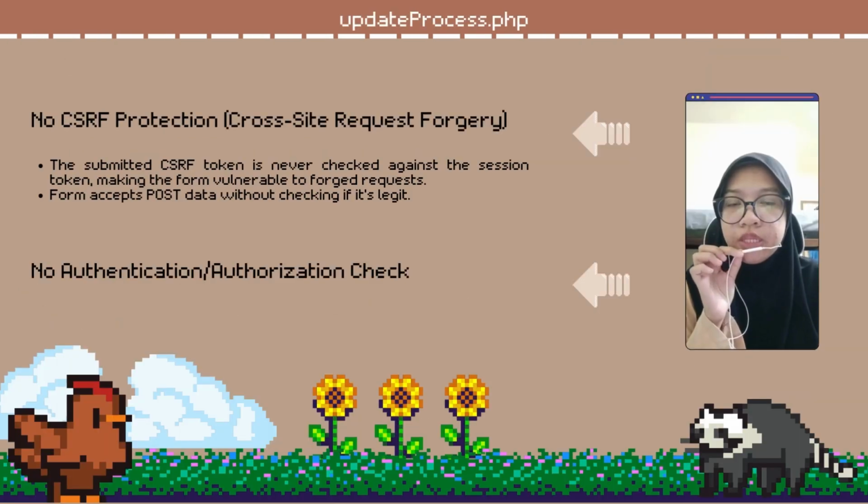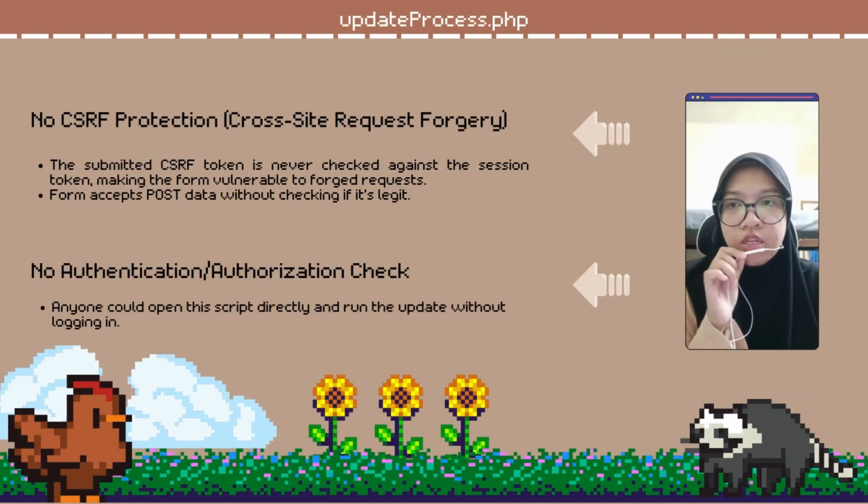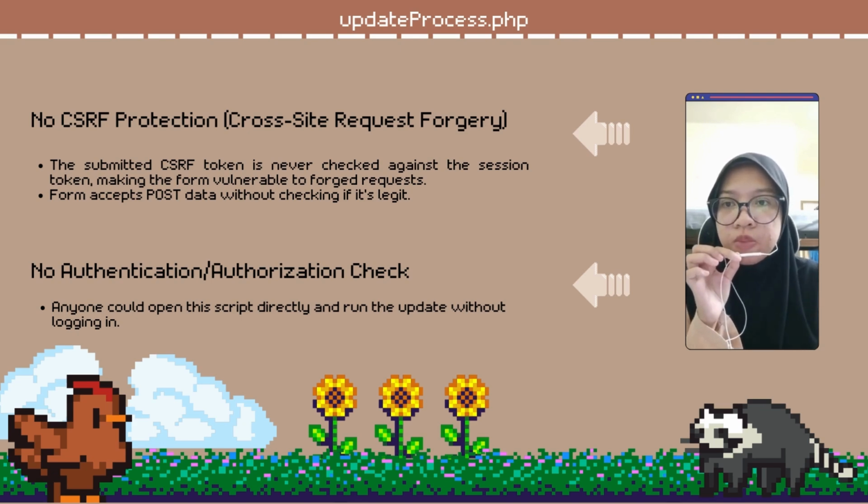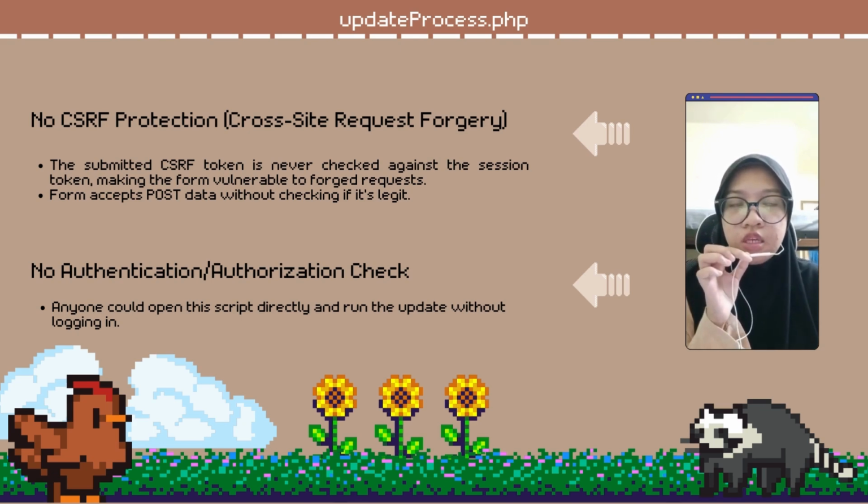The third vulnerability is no CSRF protection. The submitted CSRF token is never checked against the session token, making the form vulnerable to forged requests. The form accepts POST data without checking if it's legitimate. This means that even though the form had a CSRF token, the update_process.php code didn't verify it, so someone could send a fake POST request and it would still be processed.